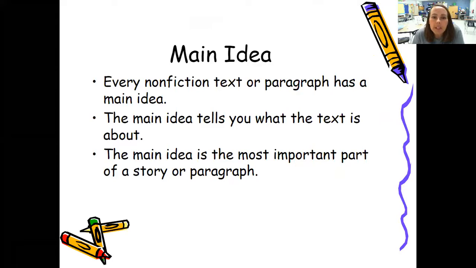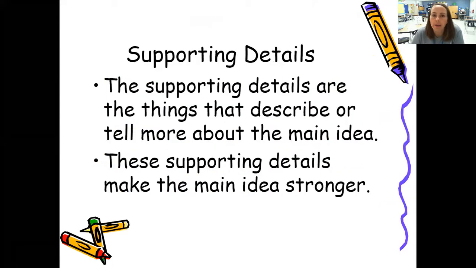All right, so every nonfiction text or paragraph has a main idea. And the main idea tells you what the text is all about. And it's the most important part of that text or paragraph, okay? Supporting details are the things that describe or tell more about the main idea. So they're not really what the text is all about or mostly about, but they kind of tell us a little bit more about that main idea, okay?